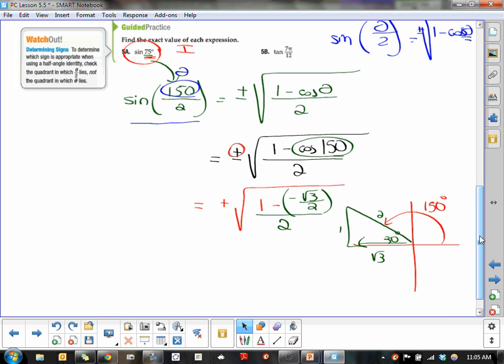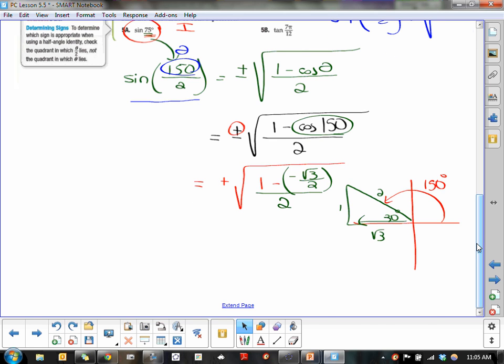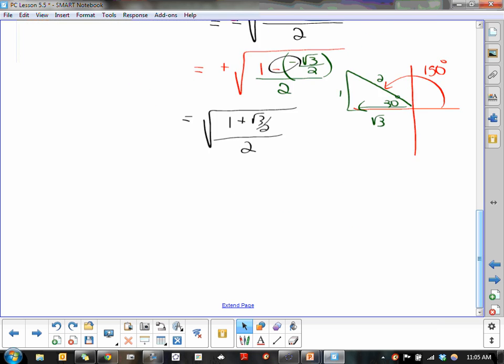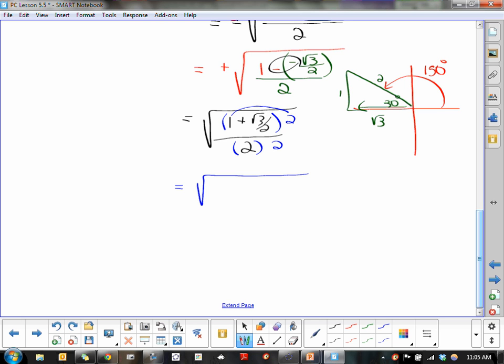Now it's a matter of some algebra and simplifying. A double negative really is a positive. So minus negative is just 1 plus the square root of 3 over 2, all over 2. Yesterday we had to simplify one of these complex fractions. In order to get rid of this division by 2, we said we want to take the top and the bottom and multiply it times 2. So it equals the square root of 2 plus square root of 3, all over 4. And keep in mind, this radical goes all the way down.